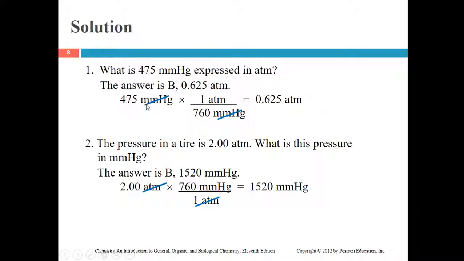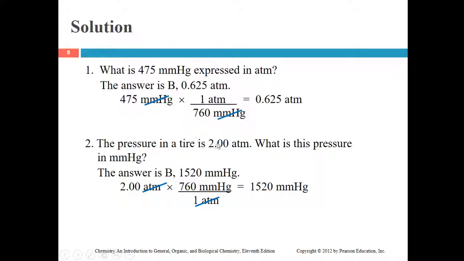What is 475 millimeters mercury expressed in atmospheres? So 475 millimeters mercury. We're going to use our 1 atmosphere is 760 millimeters mercury, but do we put the 760 millimeters mercury on top, or the 1 atmosphere on the bottom, or the 1 atmosphere on top and 760 millimeters mercury on the bottom? Well, we must cancel out our labels in millimeters mercury, so that means our conversion has to be set up this way. 1 atmosphere is 760 millimeters mercury. So we multiply 475 times 1 divided by 760, and we get 0.625 atmospheres.